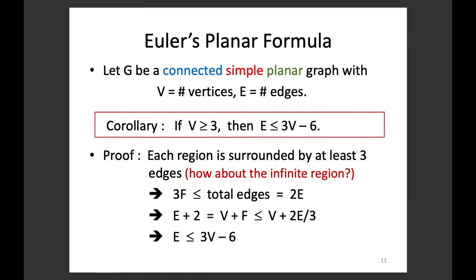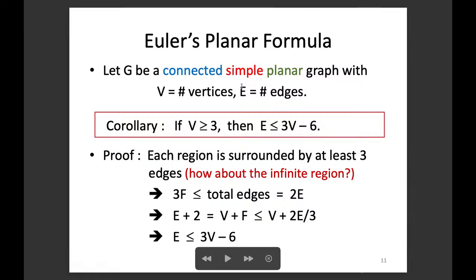Okay, but for Euler's planar formula to be used, we need to start with a certain planar representation, and then we count the regions and so on. But if we just have a graph without any knowledge about whether it has a planar representation or not, then we only know the number of vertices and the number of edges. So Euler's planar formula can help us give some corollaries.